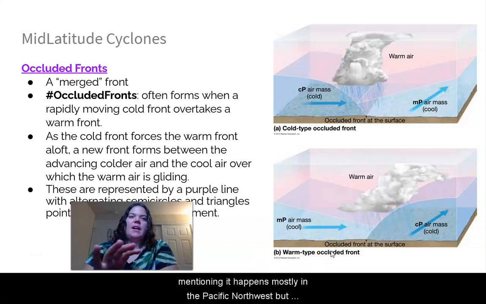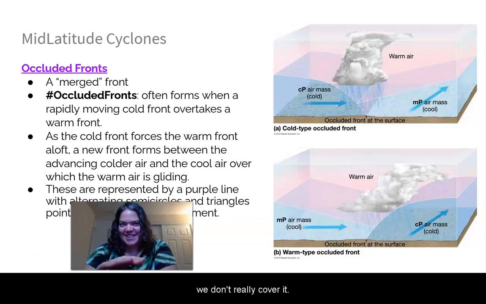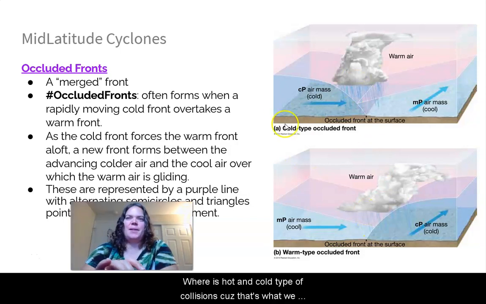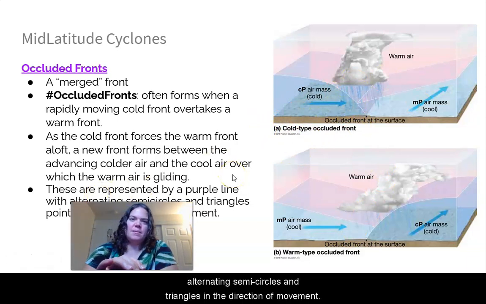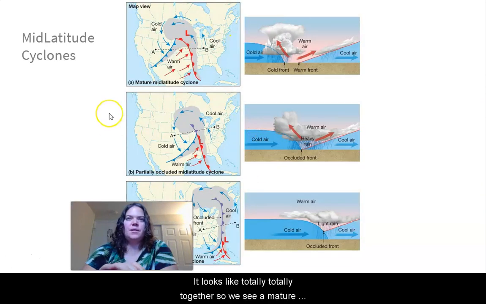I'm just mentioning it. Happens mostly in the Pacific Northwest, but we don't really cover it in this class. We're going to talk about cold type occlusions because that's what we see mostly. So it's represented by a purple line with alternating semicircles and triangles in the direction of movement. Here's what it looks like totally together.